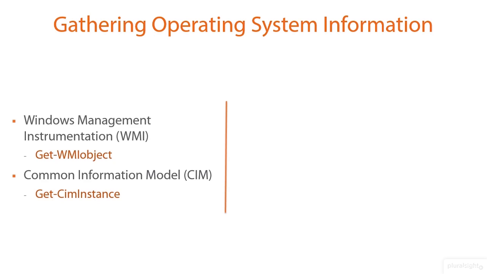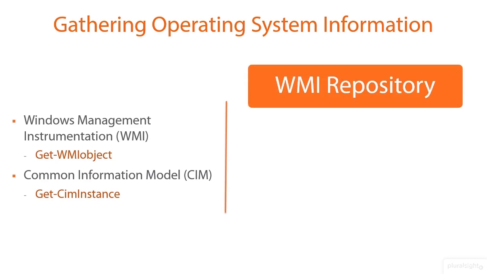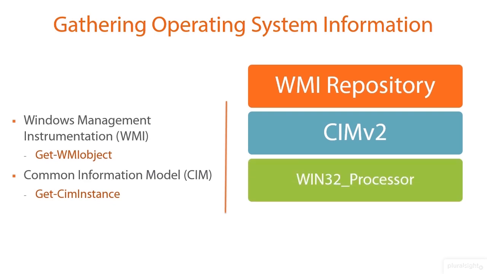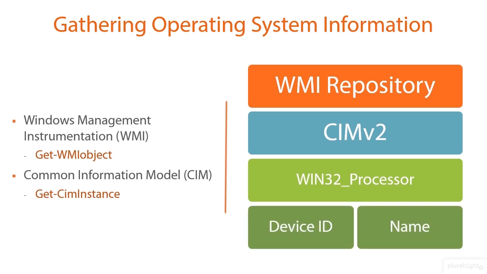When we access WMI information, we access the WMI repository. Within the repository are namespaces. The CIM version 2 is the namespace that contains the classes we're looking for to find information. The classes are things like Win32_Processor that contain information we're looking for, like device ID and name of our processor. This information is stored as properties that are accessible from the objects output by the commands. So let's take a look at WMI in action and gather some information about a local computer.